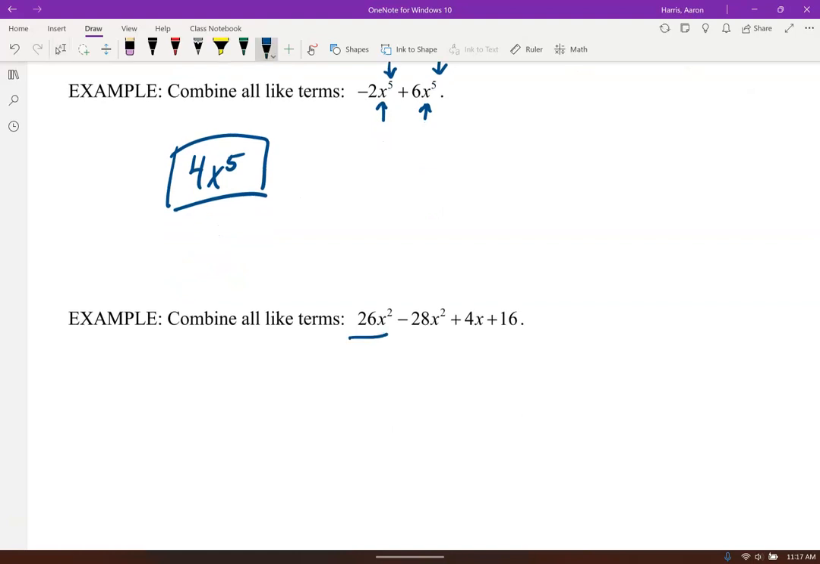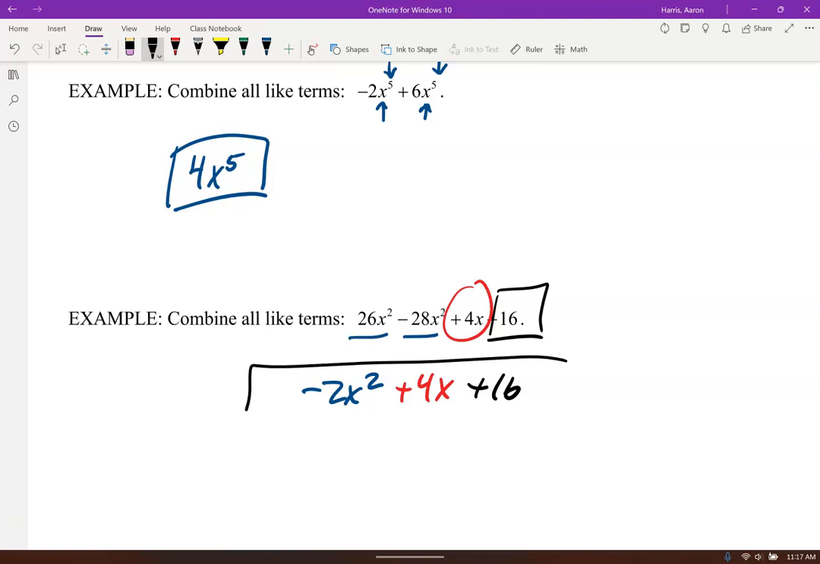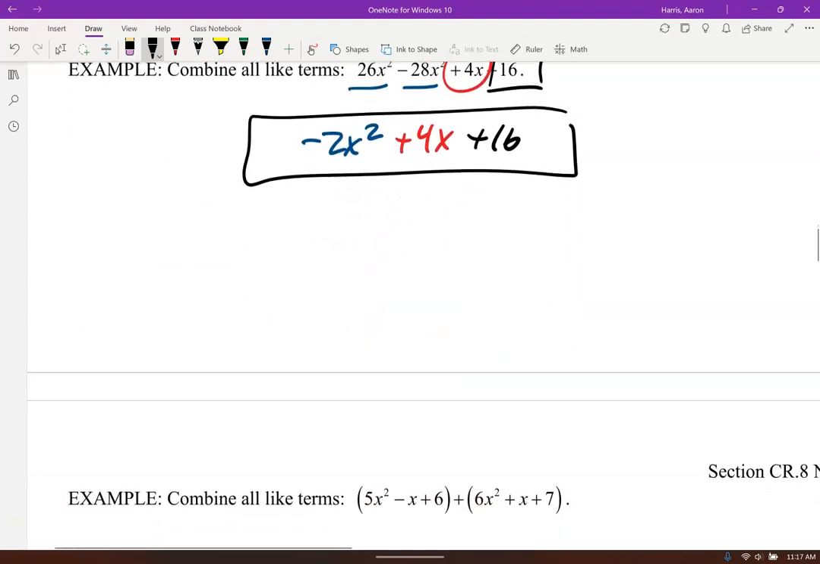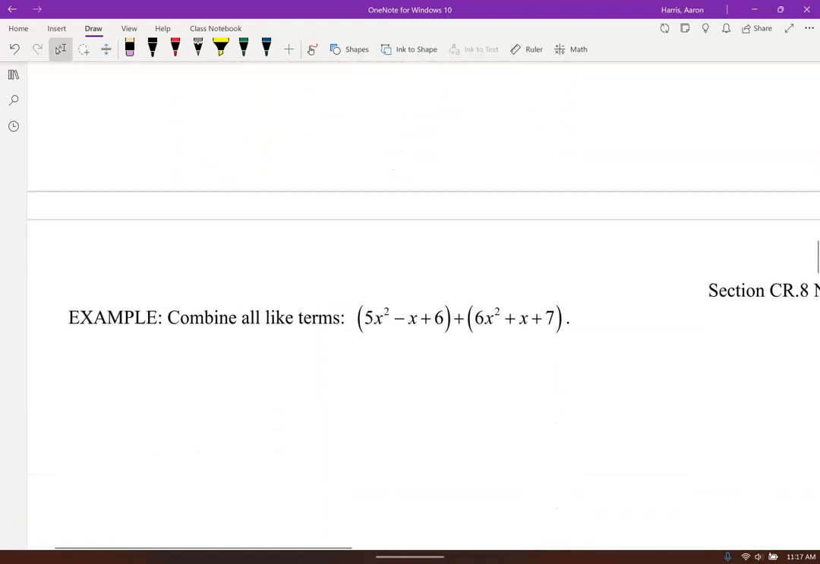Down here I say, well, the x squareds I can combine. 26x squared minus 28x squared is negative 2x squared. And then notice this 4x. There's no other just x's, so I just bring it down. And then I've got a constant at the end, the plus 16. There's no other constants to combine that with. So we just stop right there. Let's go ahead and combine these terms. I'm going to distribute the plus, which doesn't do anything, so now I can just drop these parentheses.